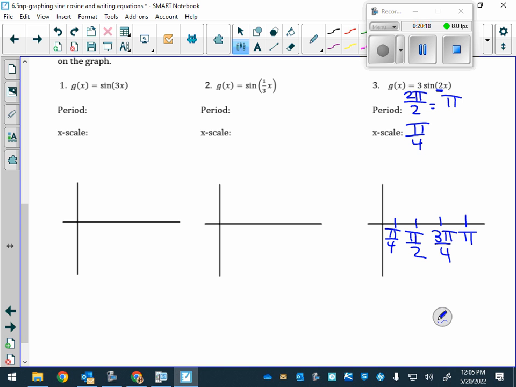Okay? So what is our amplitude here? 3. What is our midline? 0. Good. Where am I starting the sine graph? 0. Good. Now pi over 4, where will I go? 3. Good. Then pi over 2? 0. 3 pi over 4? -3, right? And then pi?